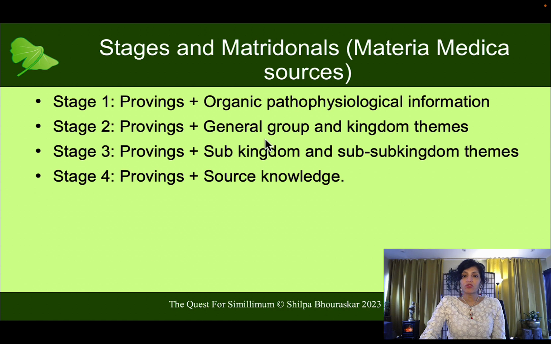At stage 2, you're also using some general group information, thematic information at the kingdom level. So this is very broad spectrum information that you're using, plus from the provings you're getting some therapeutic information. At stage 3, you're using the proving information, plus you're using the sub-kingdoms and the sub-kingdom themes of that particular remedy, because that's where the stage 3 match is. And finally, at stage 4, you're getting not just the proving information, but most of it comes from the source information. So I'll tell you how you elicit this information and what sort of templates you can use to get this information based on your own study.